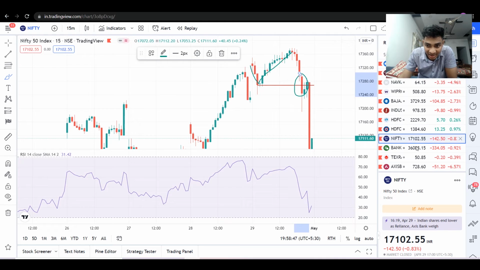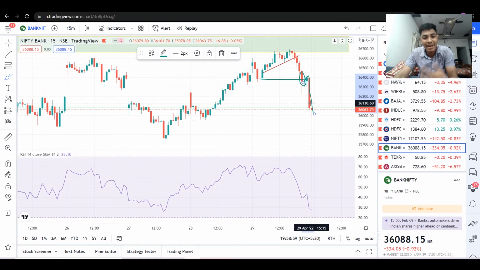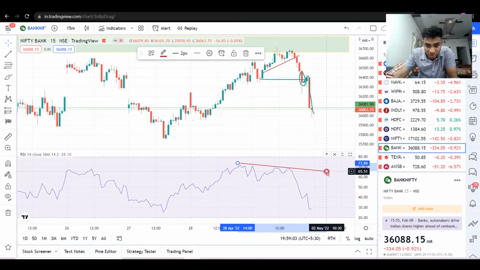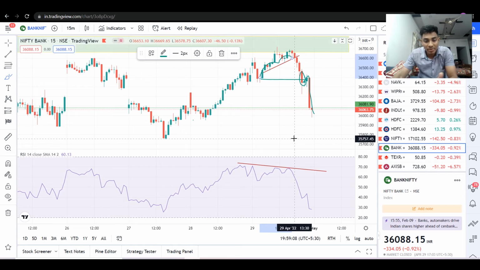Now talking about Bank Nifty, it also had a similar kind of a pattern. Now if I just draw the day's low support, you can see that this support was breached, and then there was a small pullback, and then there was a massive fall. Now in the chart also you can see that there is a drop in the RSI value. So the price was going up, but the momentum was actually dropping. So this was one of the examples in Nifty and Bank Nifty.